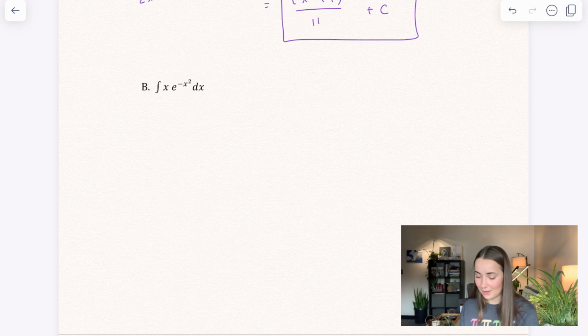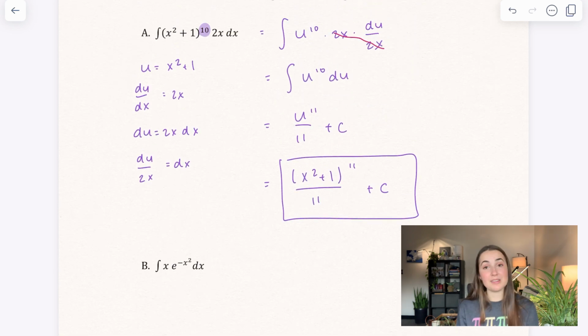So here we have x times e to the negative x squared. Usually when we have multiple x values going on like this, and in the last one we saw a big power, I don't see a big power in this one. I want to look for descending powers of x's. So here I have x squared and an x. And I see that descending power.